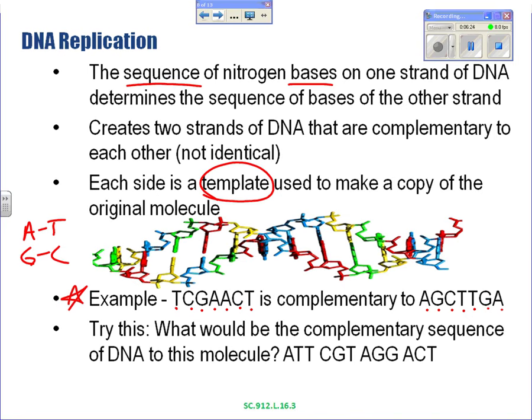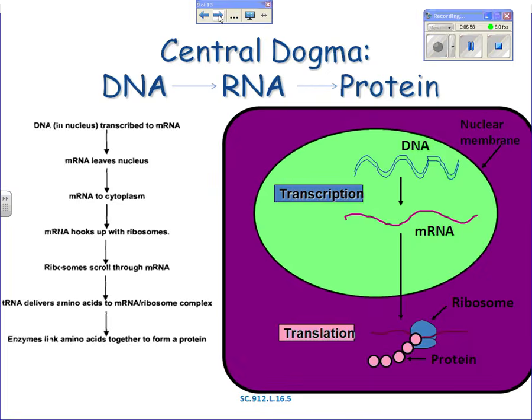Now I'd like you to try this. What would be the complementary sequence of DNA to the molecule below? ATT, CGT, AGG, ACT. So by using our base pairing rules again, we know A pairs with T, T pairs with A again, G, C, A, T, C, C, T, G, A. So that would be the complementary sequence. Again, this is a benchmark, so I would definitely review this concept. It most likely will be assessed on the EOC.